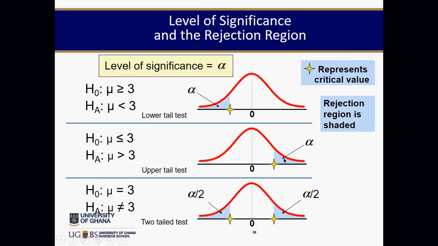If you get a value which is greater than whatever you solve for, then you are rejecting. If it is in the shaded region, you are rejecting. And for the two-tail test, when you solve and it is within the two sides, you are rejecting. But if it is in the unshaded region between them, you are not rejecting.